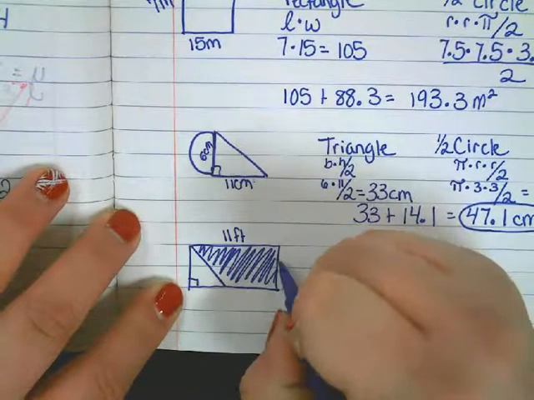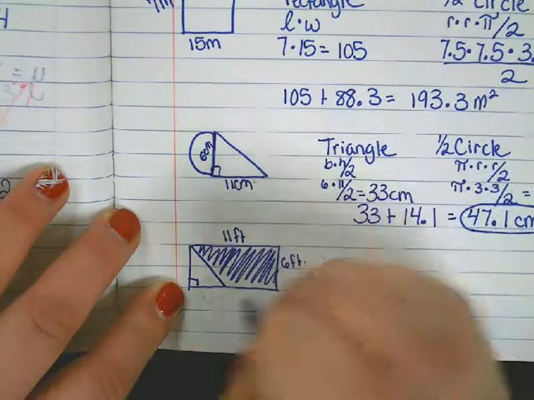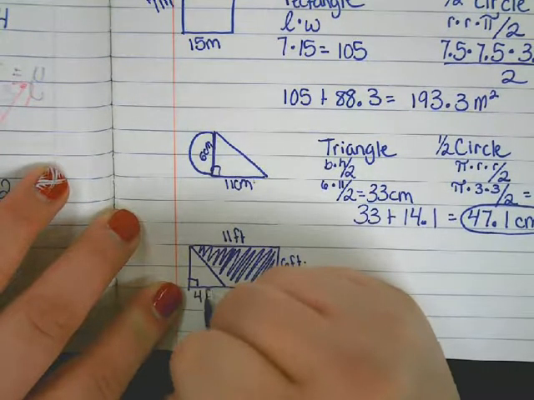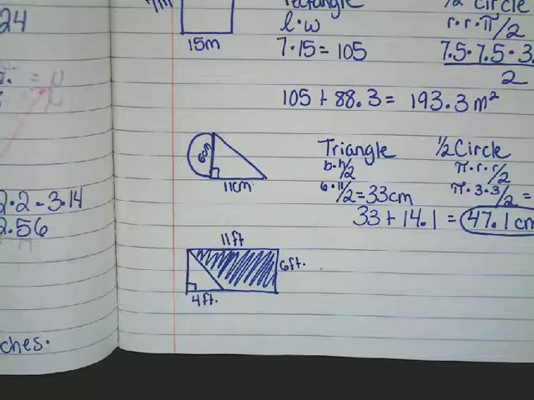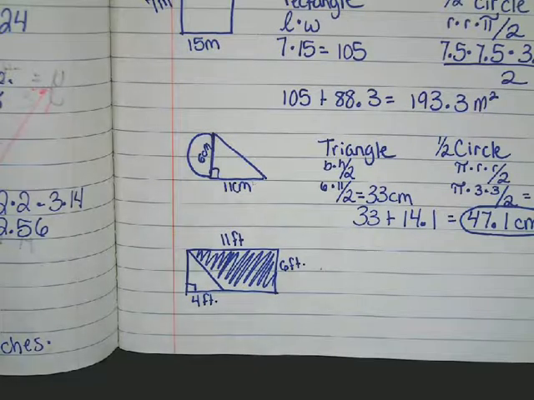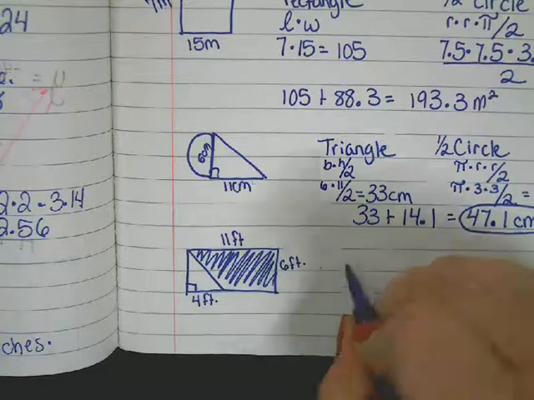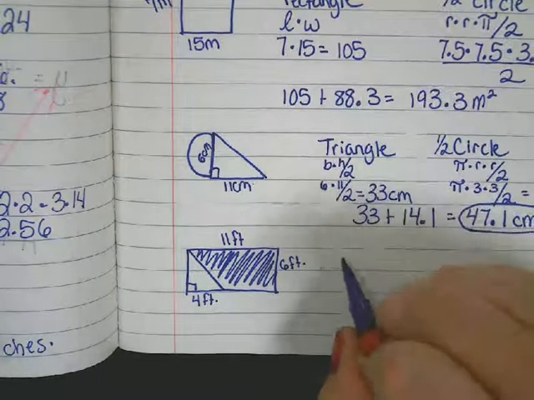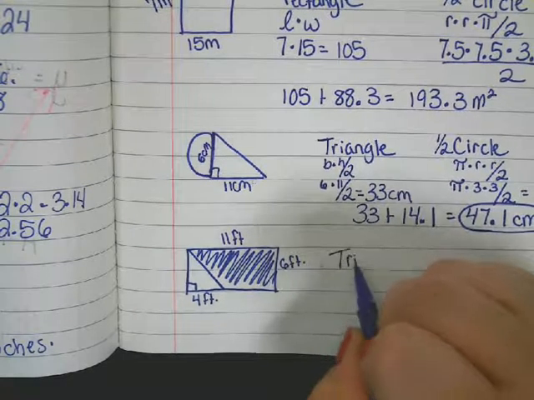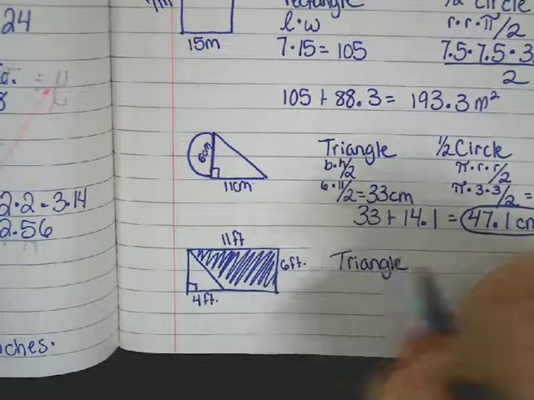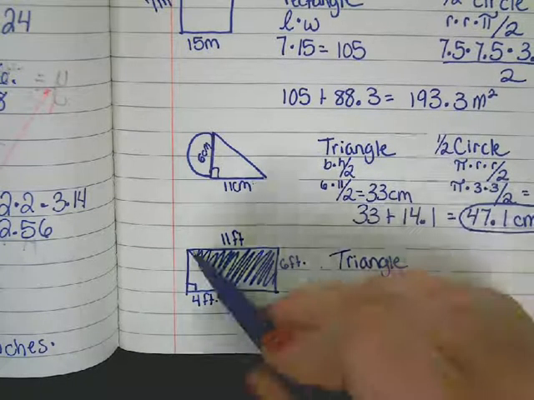Okay, so on this one, they want me to find the area of just the shaded part. So first I want to identify what 2 shapes I have. That's a triangle and a rectangle, not a trapezoid, because this line does not make it one. Okay, I got it.